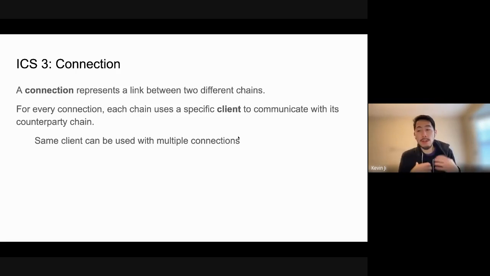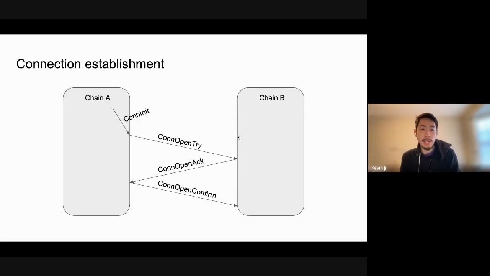So if we are connecting to multiple Cosmos SDK chains, well, the protocols that they speak are exactly the same. So we can reuse the same Cosmos SDK Tendermint client to talk to both of the chains. So here is a diagram of what starting a connection looks like. As you can see here, there are two chains and they want to communicate with each other.